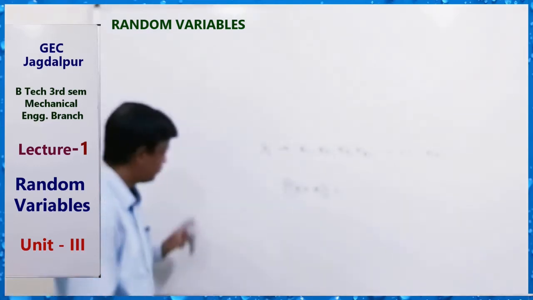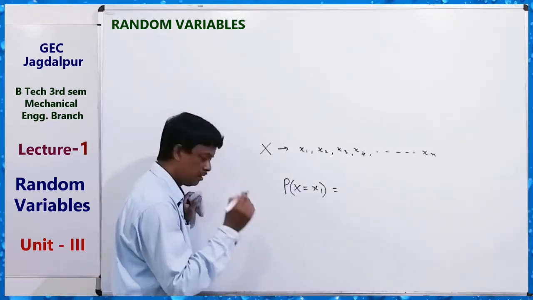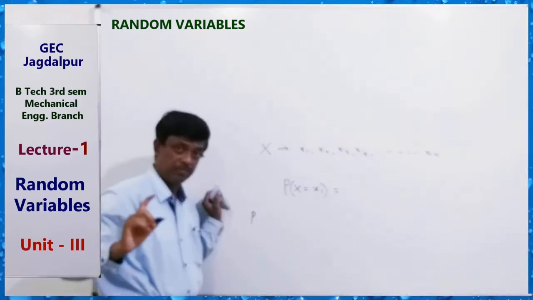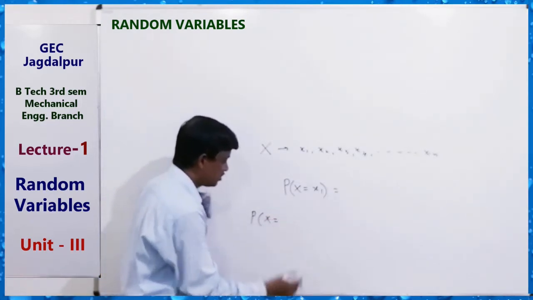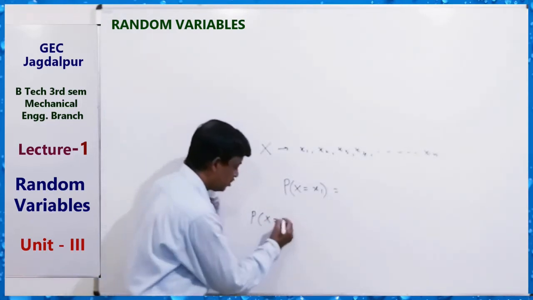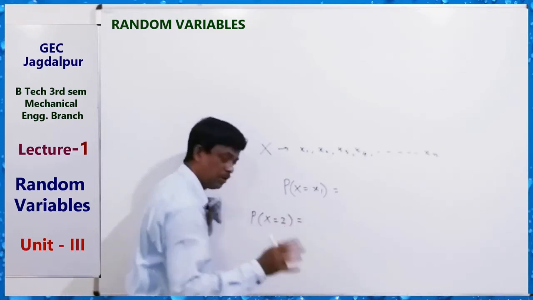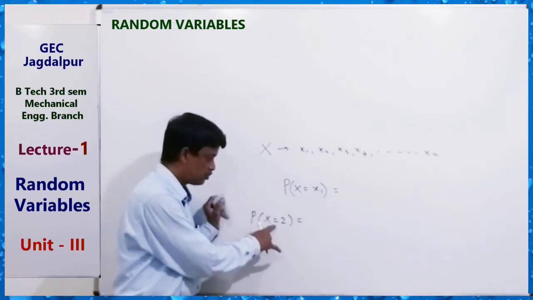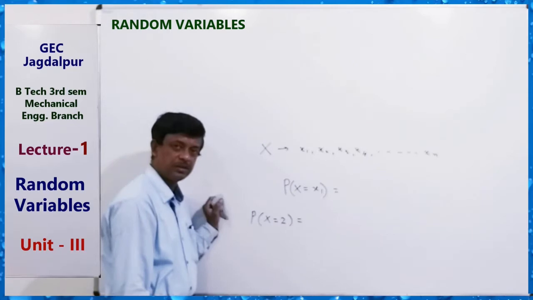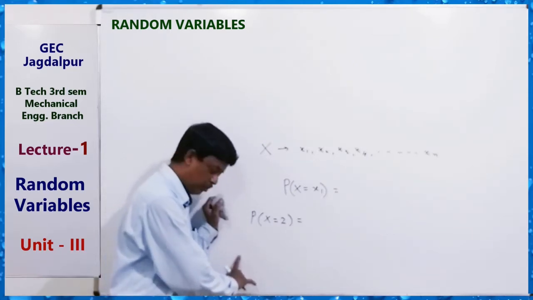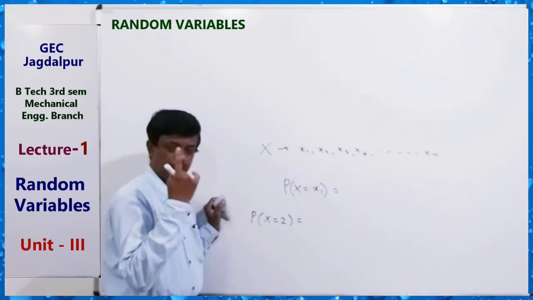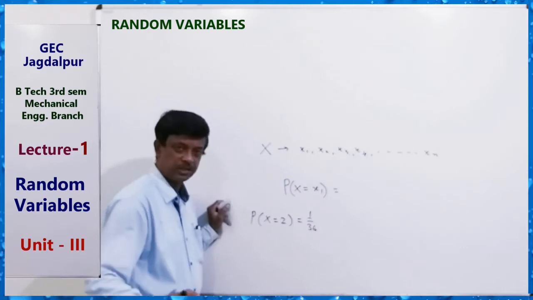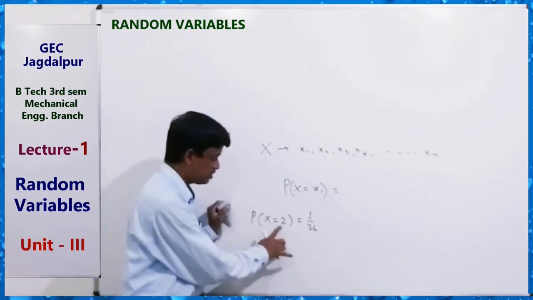Okay? Now in that case the sum takes values 2, 3, 4, 5, 6, 7 up to 12. Suppose the random variable takes 2, the sum of two numbers is 2. Corresponding to this, the sample point is: first showing 1, second also showing 1. So 1 by 36. The total cases are 36 and the favorable case is 1.